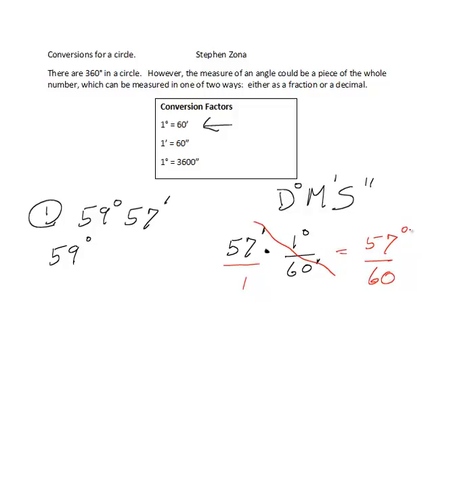I want to know how much that's worth now. So punch 57 divided by 60 into your calculator, and you get 0.95. Put that in here with what you already have. I already know I have 59 degrees and I have part of another degree. So your final answer for number 1 is 59.95 degrees. Let's try a few more.